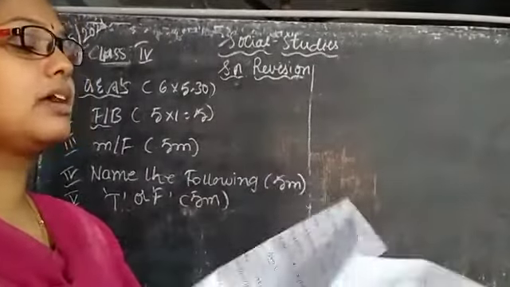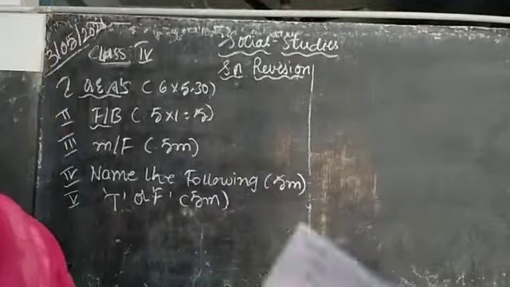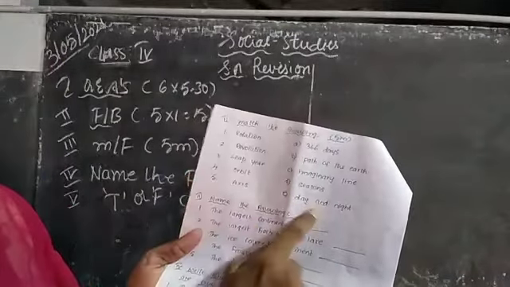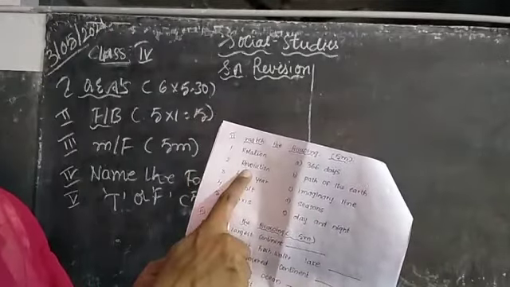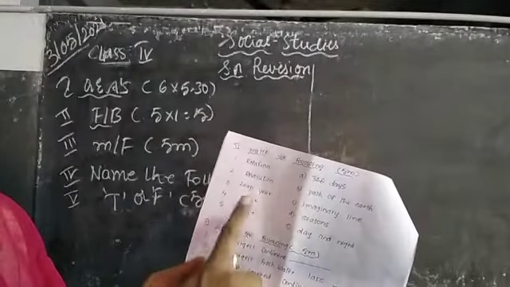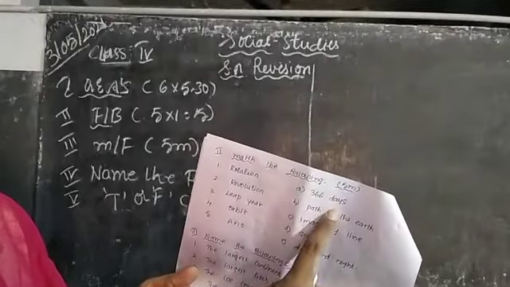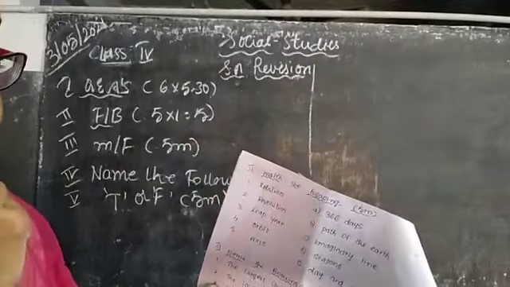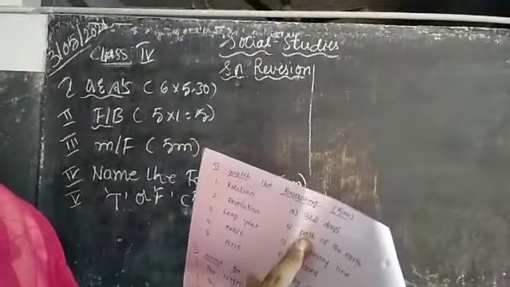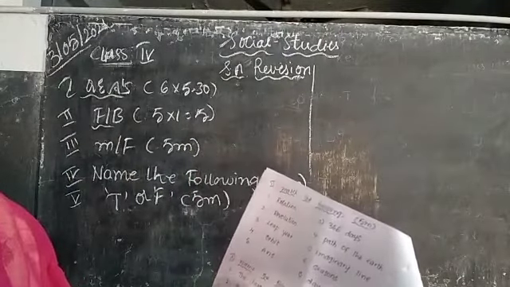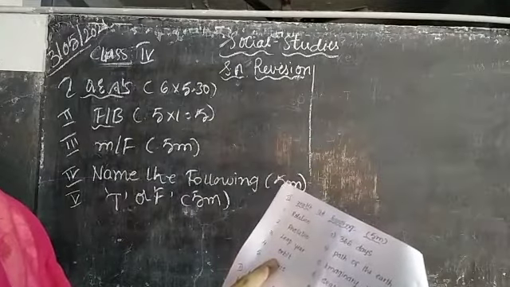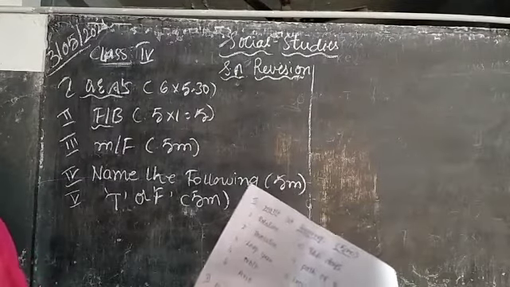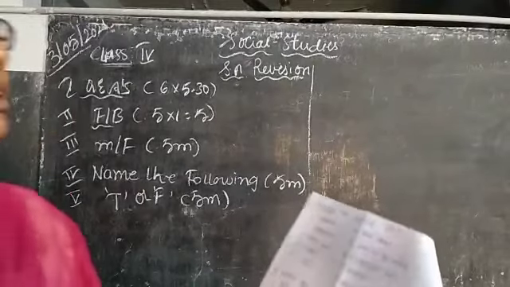Next, coming to match the following, you see children. Rotation. Rotation is what? Causing day and night. Revolution is what? Causing the seasons. Leap year is what? How many days I told in the lesson? If February has 29 days, that year is considered a leap year. That year will have 366 days. Next, orbit. Orbit is what, children? Path of the earth. Axis is what? Imaginary line.